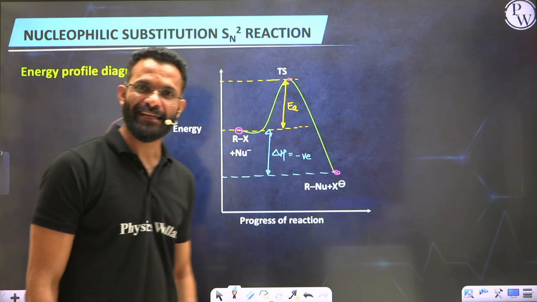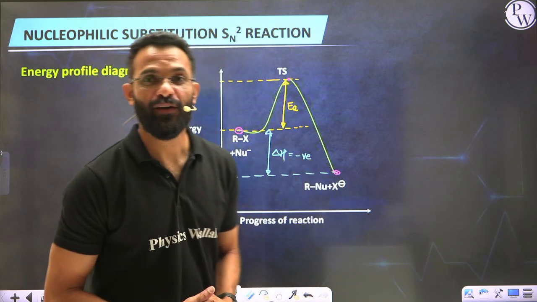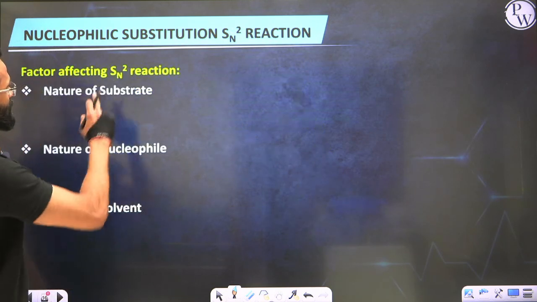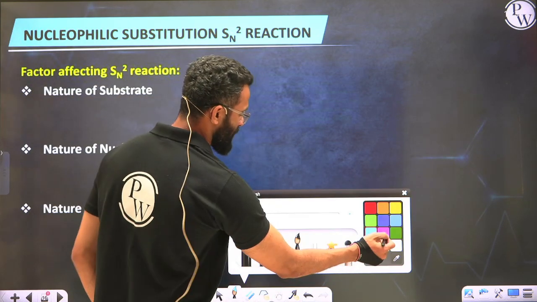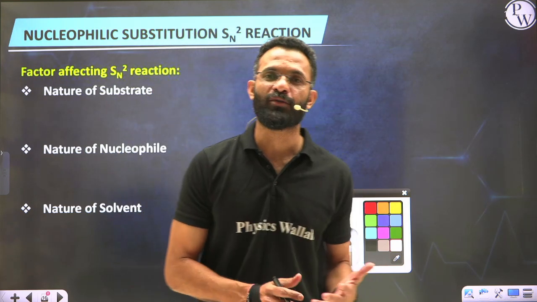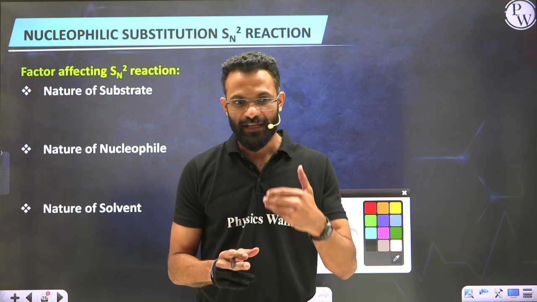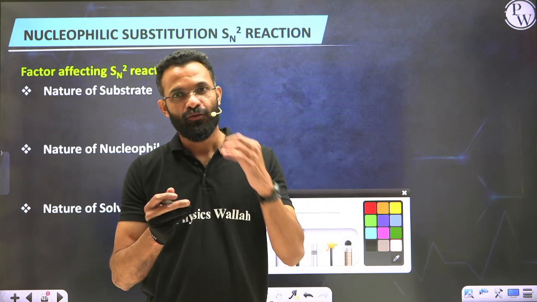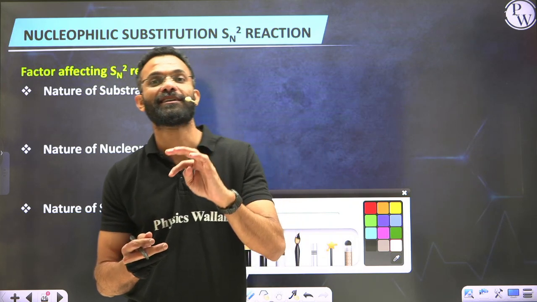Once we have learned the characteristics of SN2, just like in SN1, we also learn the factors affecting the rate of SN2. The first one is substrate. Well guys, I have told you, whenever you talk about factors, you should always think about the key feature. What was the key feature of SN2? Concerted step. Meaning simultaneous attack of nucleophile and simultaneous departure of leaving group. For this to take place, your substrate should be less sterically hindered.